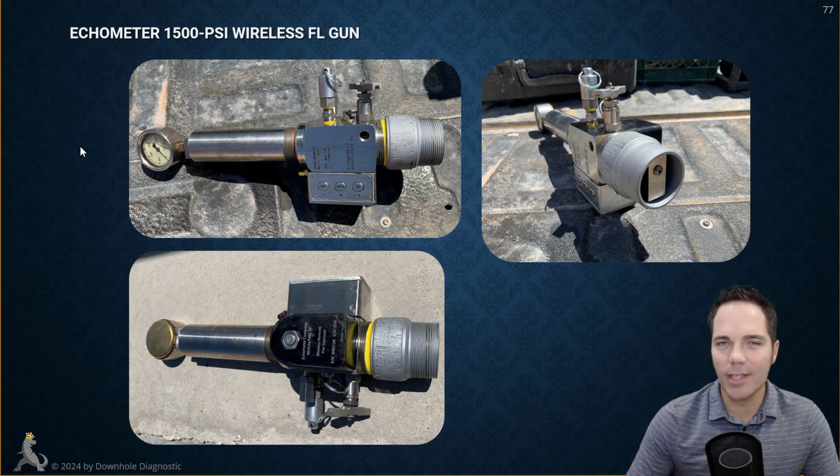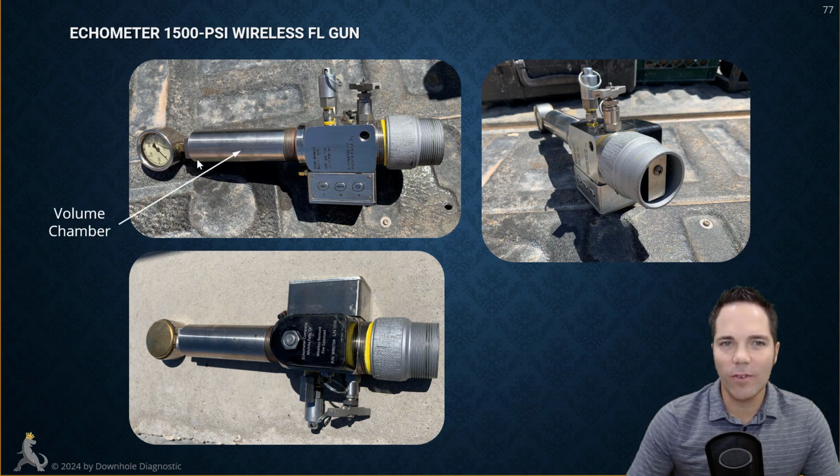If you have a different type of fluid level gun, it's okay. You probably have the exact same principles going on. This is the most common type of Echometer fluid level gun out there. This is the only one that I own. I have 3 of these. Okay, they have some higher pressure ones, which I do not own. I'll show you that in an upcoming slide. But let me show you the basic components of this fluid level gun.